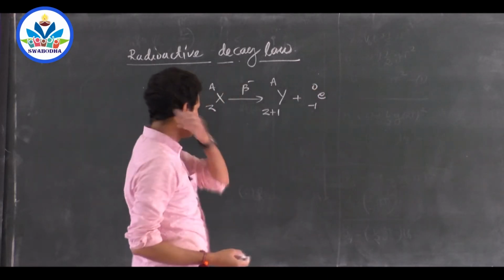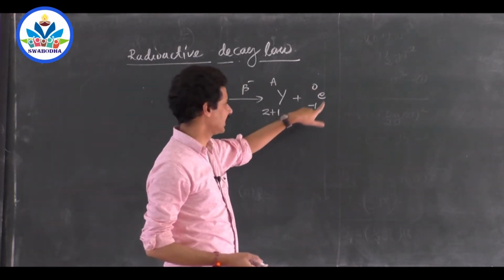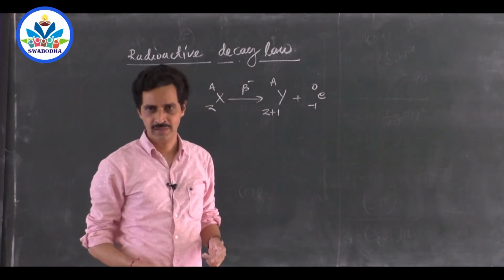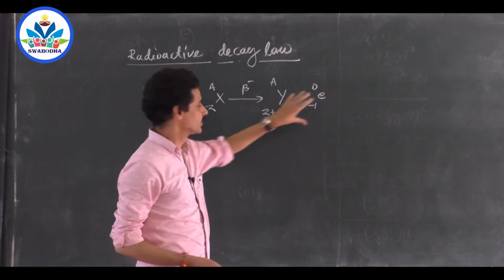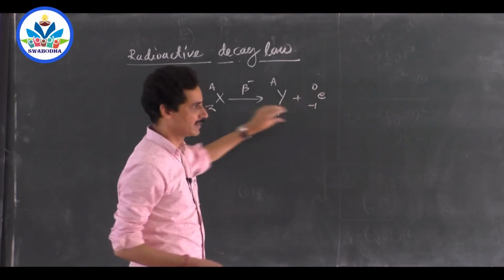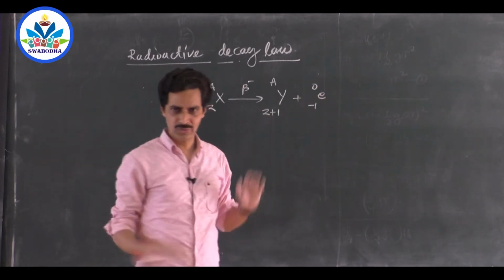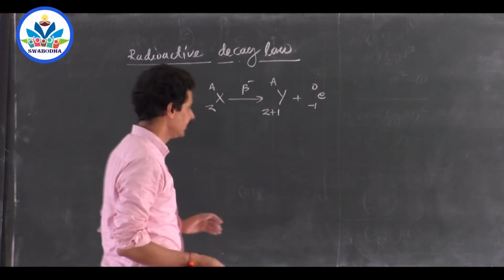Usually we don't write the electron like this, because we can't assign an atomic number and mass number to an electron. This is just to make it very simple, so that you can manage the equation easily here, right? It looks very nice, but we don't usually represent the electron, though representing it is not wrong.